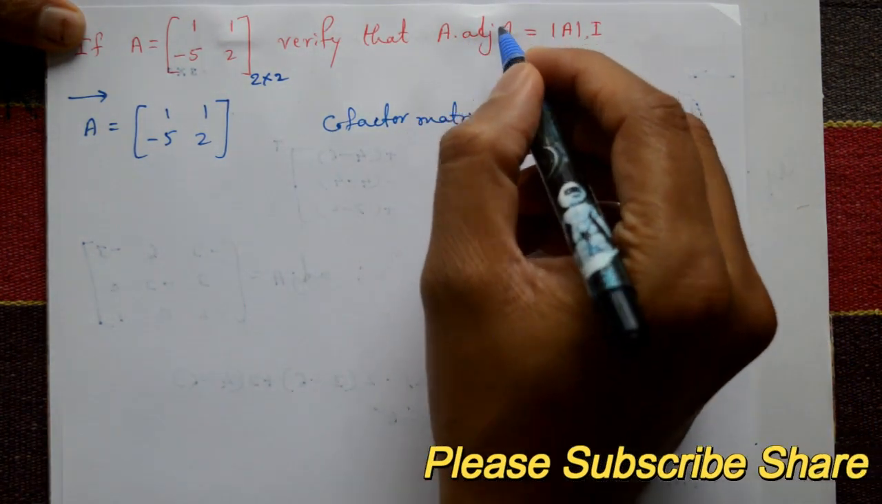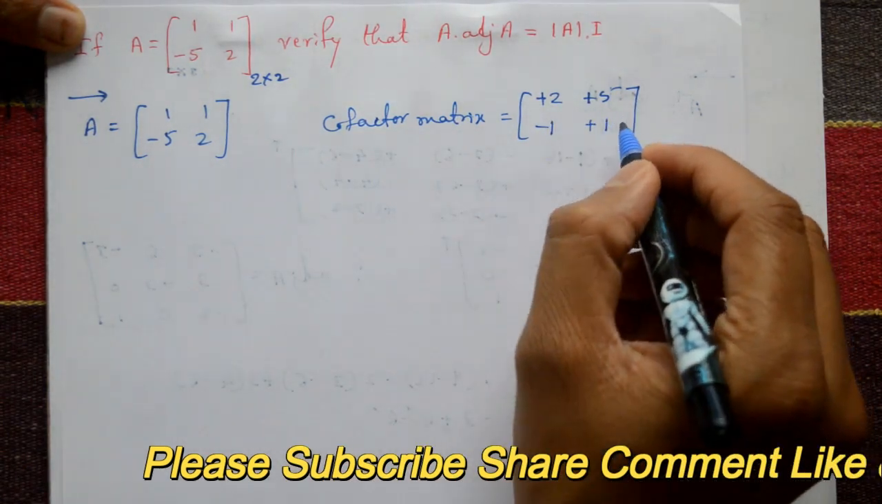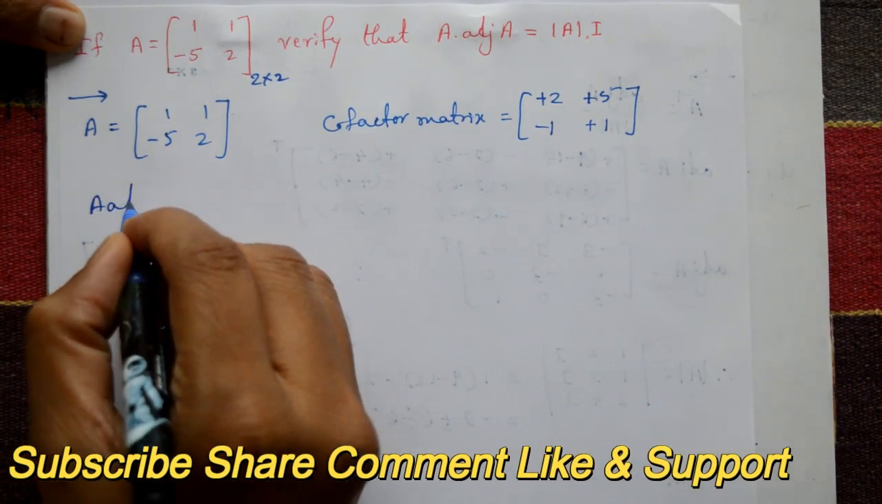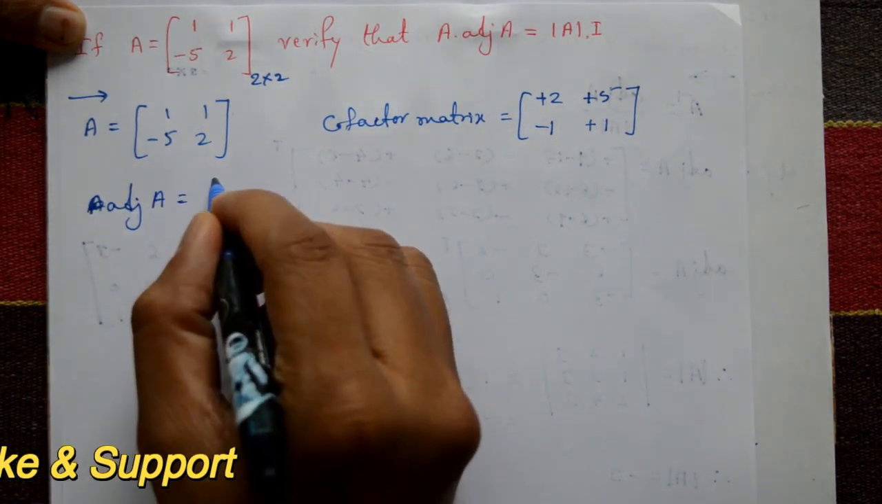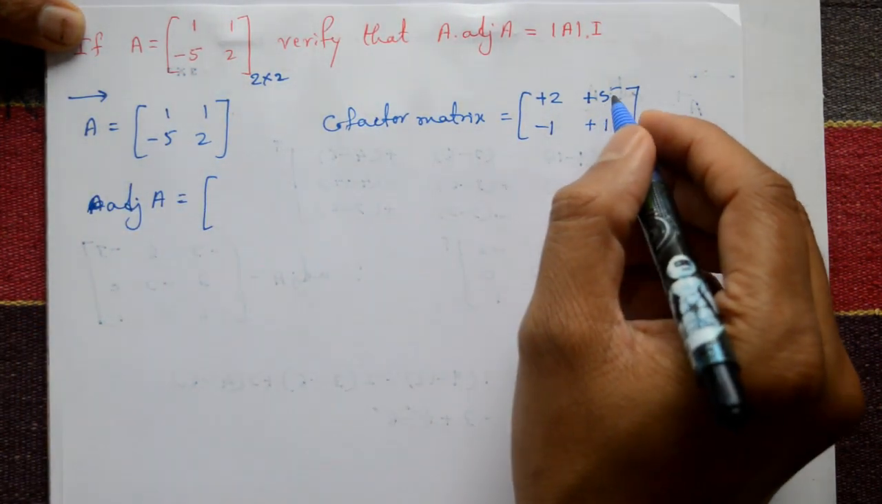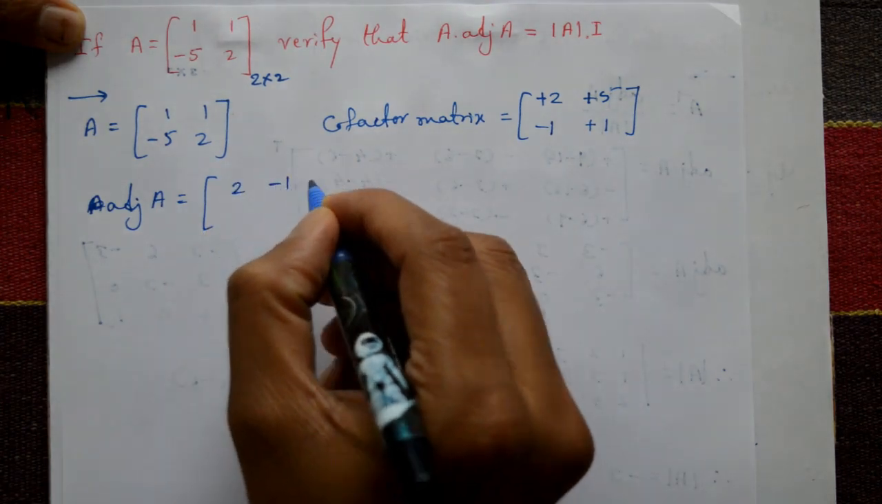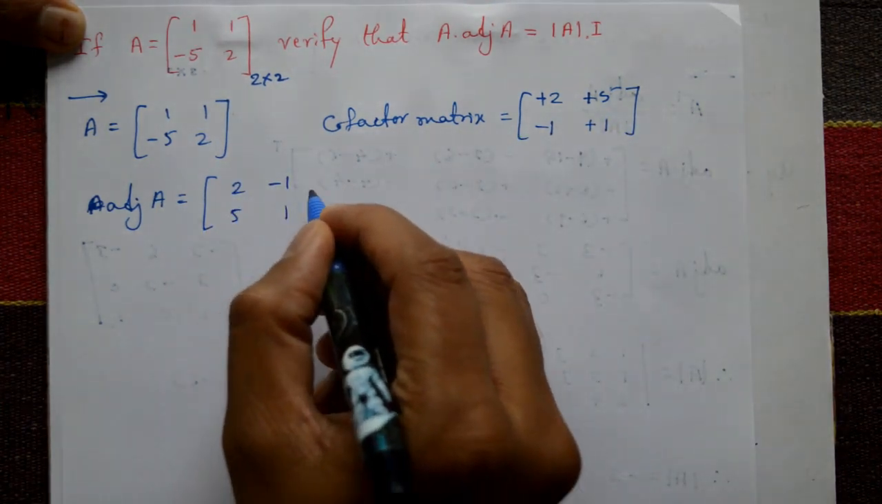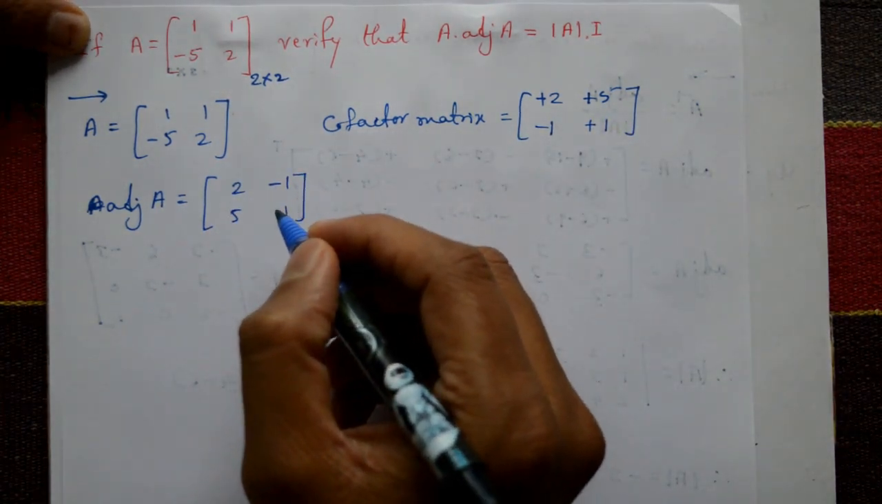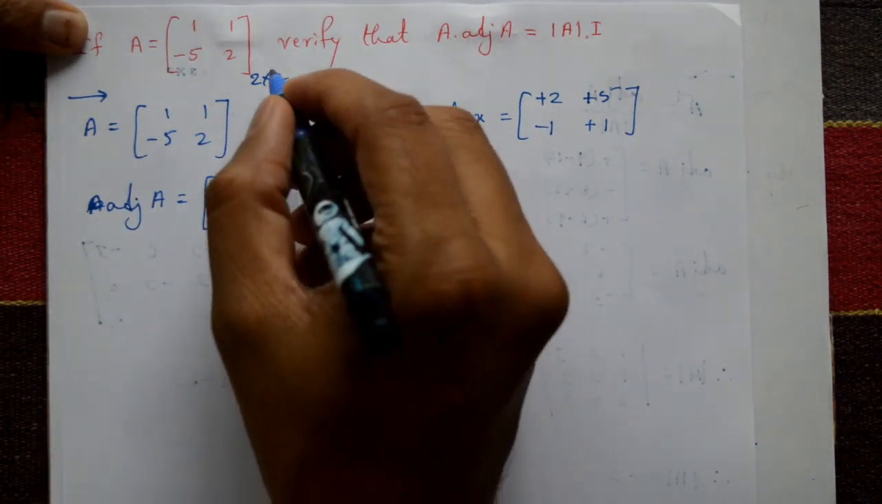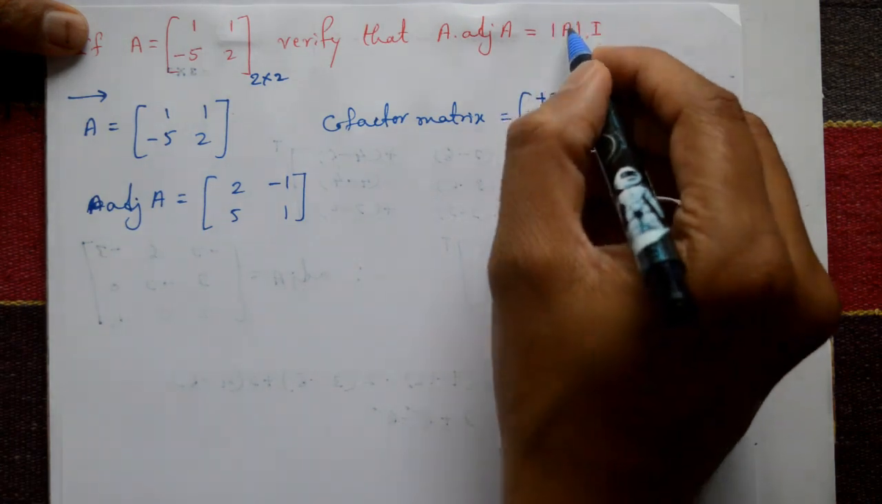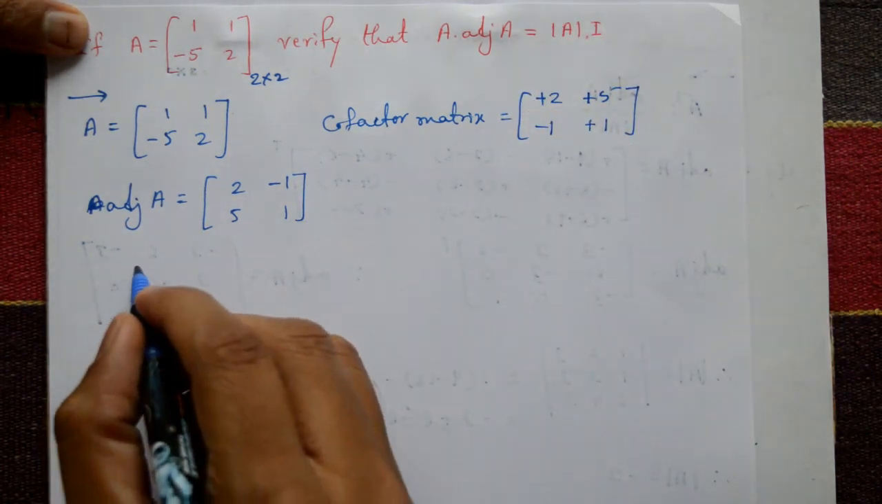Now adjoint of A means the transpose of this matrix. Adjoint of A is equal to, shift rows into columns or columns into rows: [[2, 5], [-1, 1]]. This is the adjoint of A. Then, for the matrix A, we need the determinant of A.